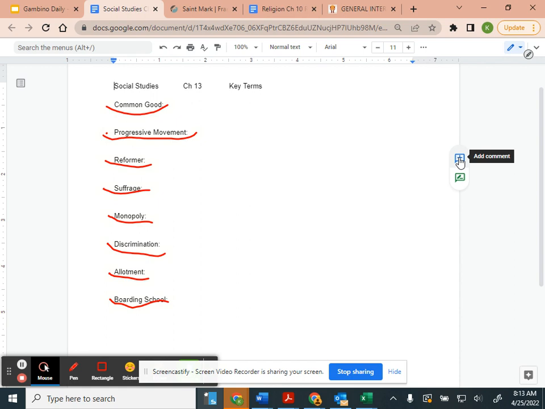So the majority would be the white settlers, the European settlers. The minority would be the American Indians. Do the American Indians have to change just because that's what the majority thinks?